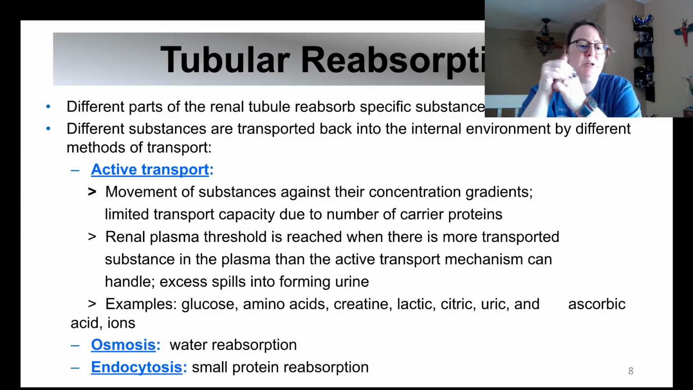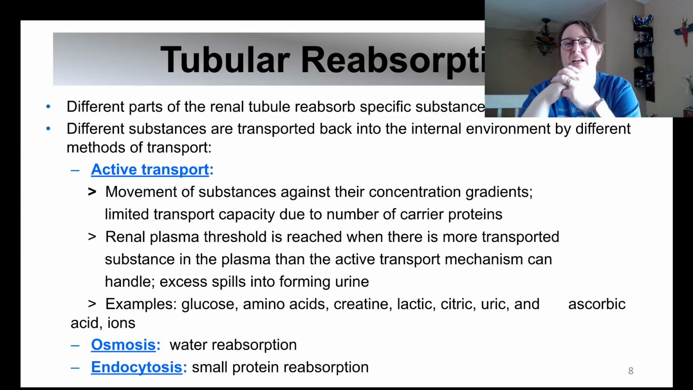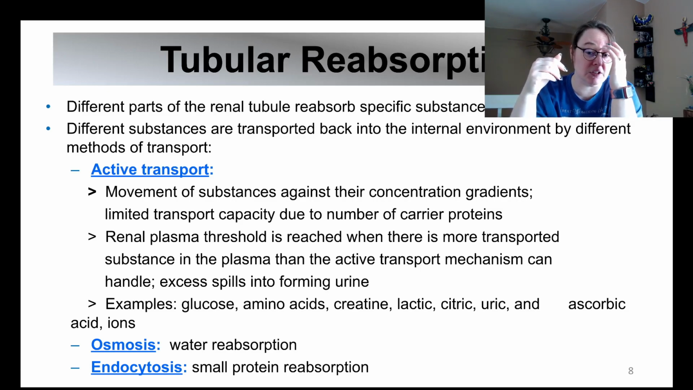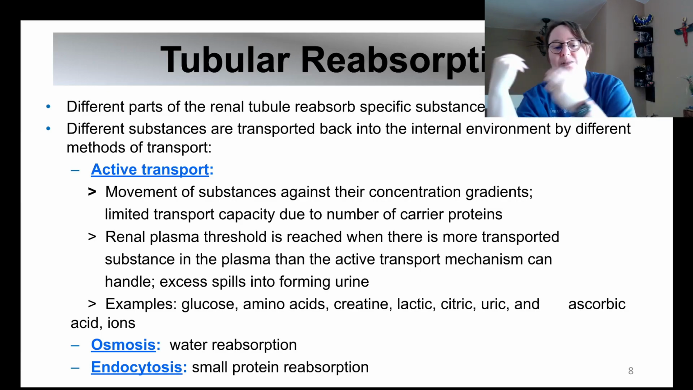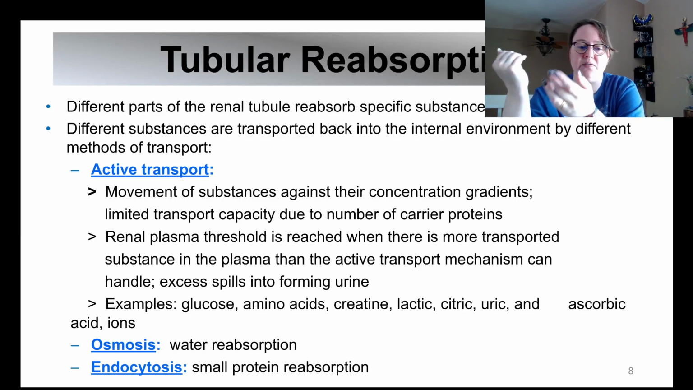This is a limited transport capacity due to the number of carrier proteins, because sometimes we use proteins to carry these ions back and forth for us against a concentration gradient, kind of like a little boat. But unfortunately, there's only so many of those, and we can only do so much. So the renal plasma threshold is reached when there is more transported substance in the plasma than active transport can handle. In other words, the excess spills into forming urine.